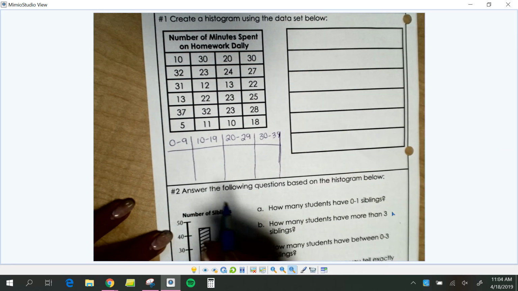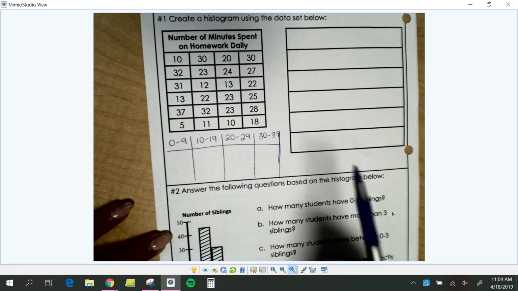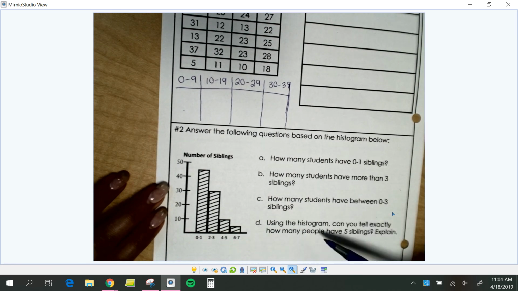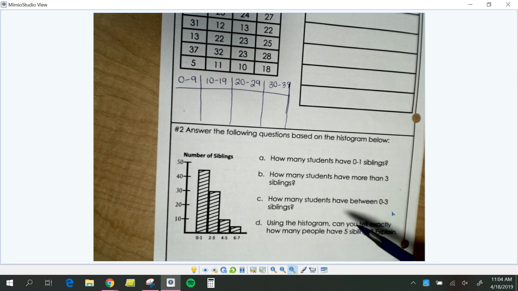So those are the intervals, and then here you can put the frequency. So you're going to create your graph here. Then you're going to answer the questions down here and check with the sub to make sure that you get everything correct. Then you can start the homework, and if you finish the homework, then you can study on Khan Academy for your quiz, your big quiz that's happening this Friday. Okay? All right.